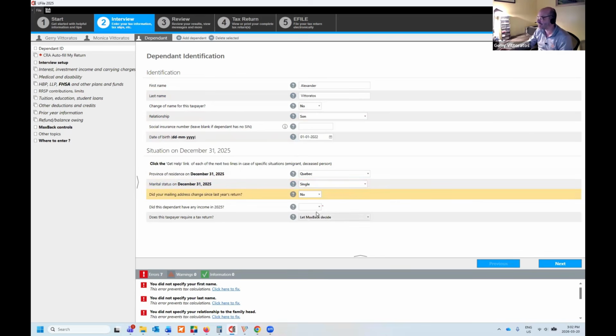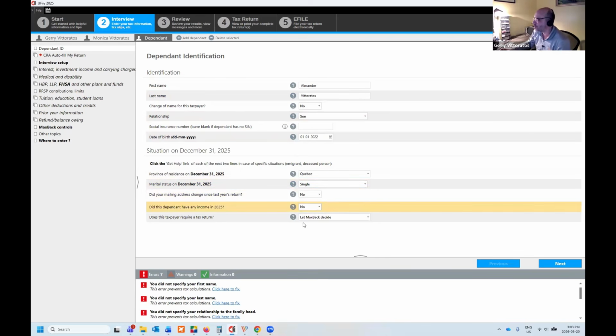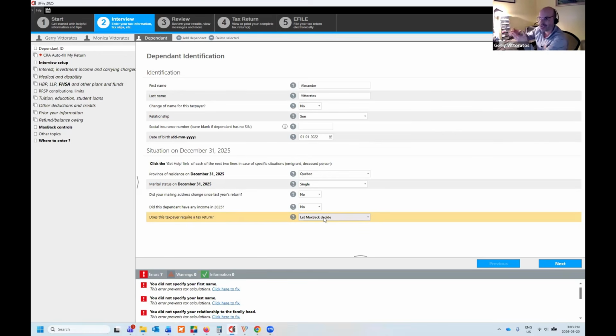Did the dependent have any income? Of course, it's a 3-year-old, so it's going to be no. And does he require a return? Just let the program decide. If you have teenagers that have some employment income, you just plug it in just to claim amounts. Just let the program determine it for you. Okay, it'll decide whether your child needs a tax return or not.